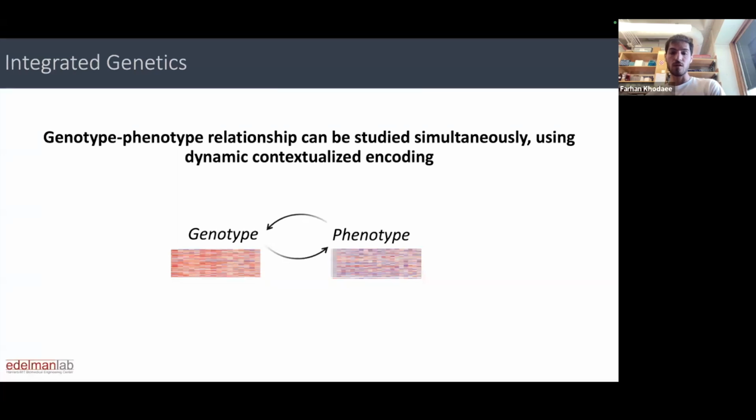We're trying to study genotype-phenotype relationships simultaneously, and we encode genotypes and phenotypes in high dimensional vectors, and we try to perturb them at the same time. And understanding this relationship is possible through language models.